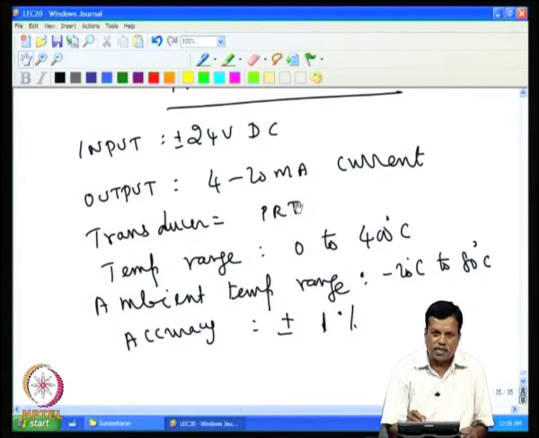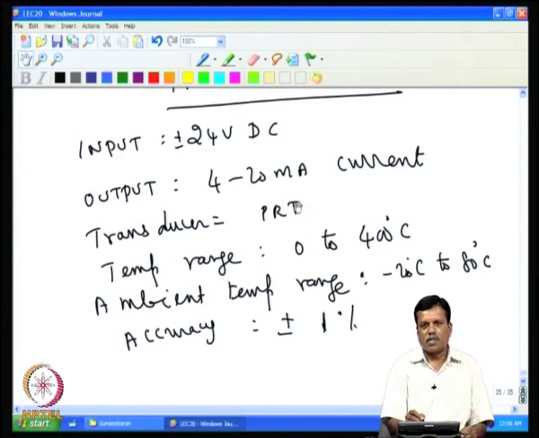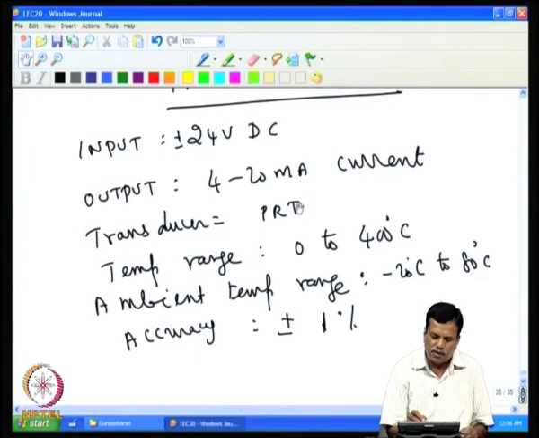So, the change in resistance will reflect as a change in voltage, because the resistance of the PRT changes with the temperature. We are passing a constant current. So, the net result is the voltage across the PRT will change with temperature. That voltage will be converted into 4-20 milliampere current to indicate the temperature, and the temperature measuring range is 0 to 400 degrees C, and this instrument is supposed to work from -20 to plus 80 degrees, and we aim for 1 degree accuracy. Let us see how to go about designing the circuit.